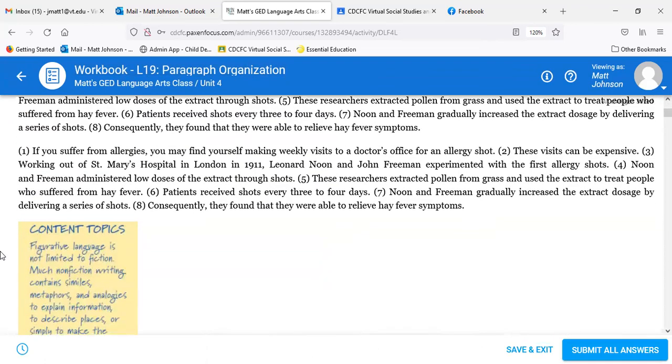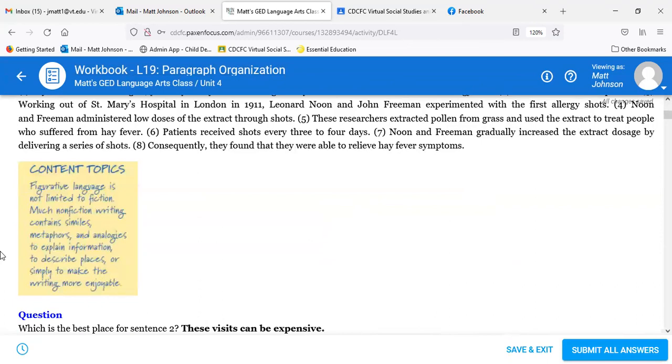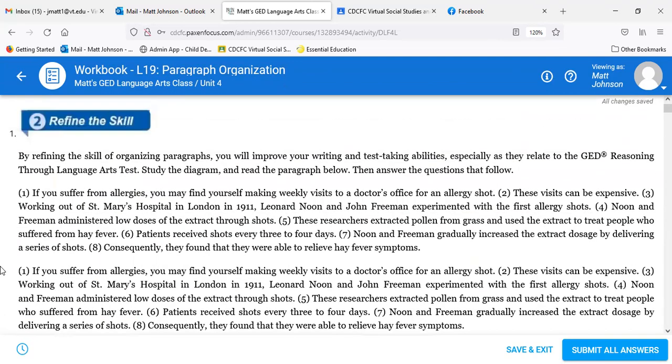So, content topics. Figurative language is not limited to fiction. Much nonfiction writing contains similes, metaphors, and analogies to explain information, to describe places, or simply to make the writing more enjoyable. So keep that in mind too. Even if it's nonfiction, writers will use these things. You may encounter them when you're doing your extended response in the passages that you read. They may use those techniques as well: similes, metaphors, and analogies.